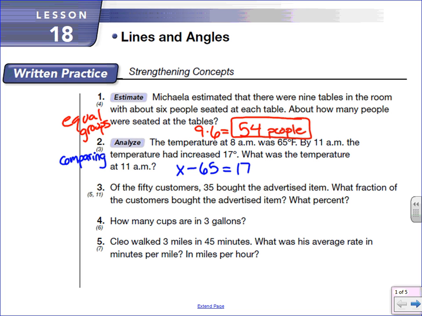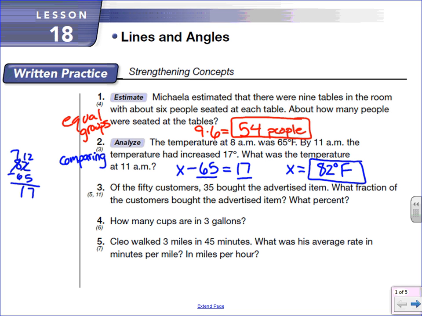So what is 17 degrees more than 65? Or what, when you subtract 65, do you get 17? We can figure that out if we add 65 to 17. 65 plus 7 would give us 72, plus 10 would give us 82. And then we can just check that out. 82 minus 65. 12 minus 7 is 5, 7 minus 6 is 1, so it works out.